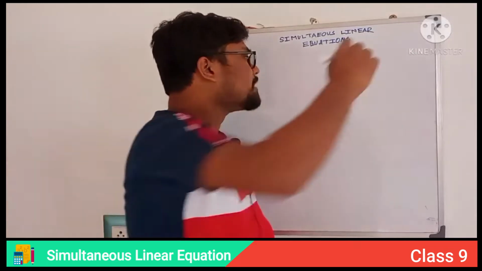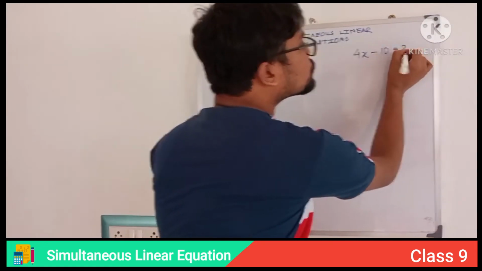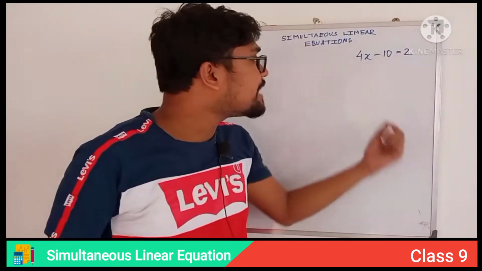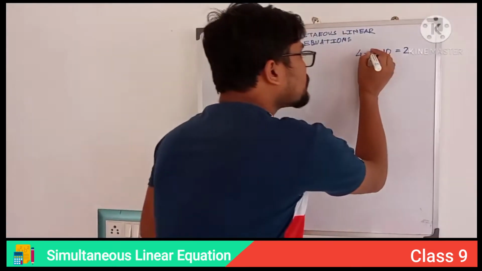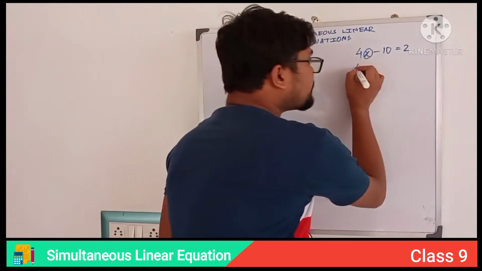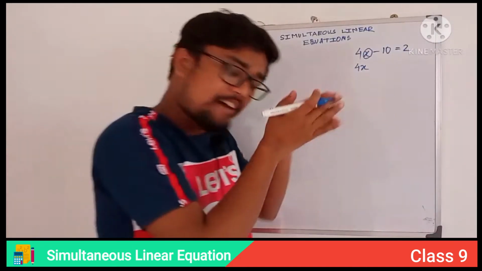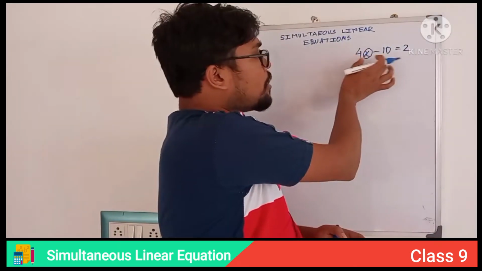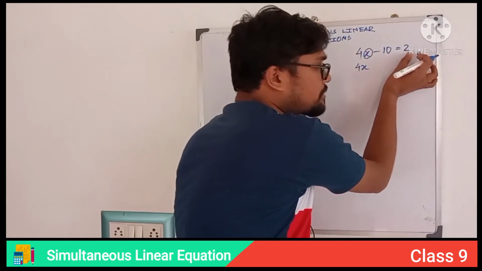Suppose I give an equation 4x minus 10 equal to 2. This is an equation. Now what is the variable in this equation? There's only one variable present, that is x. So what we did in class 8 is, if one variable is present, we take the variable part on one side and the constant part on the other side. Here the variable part is 4x and the constants are minus 10 and equal to plus 2.